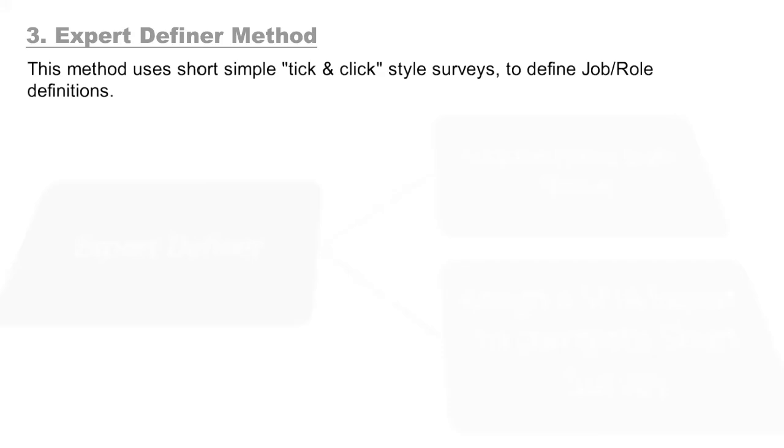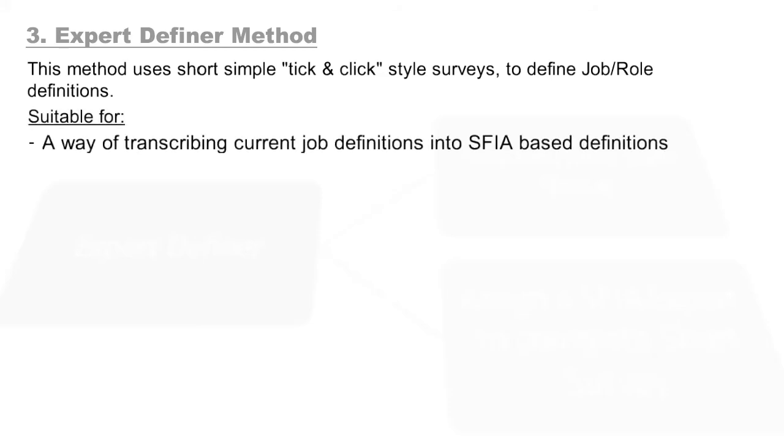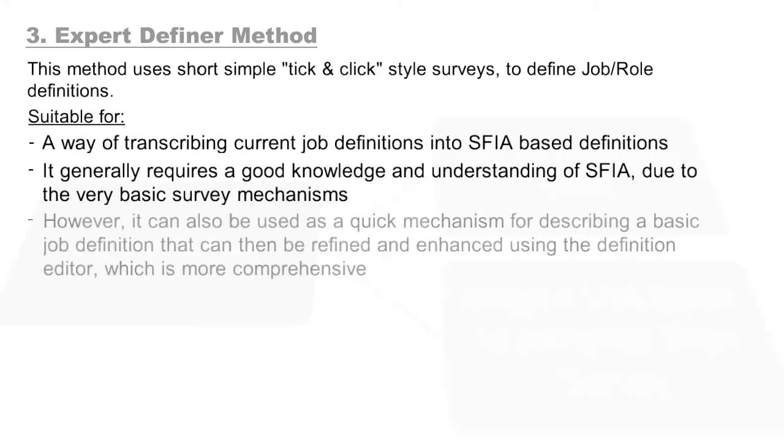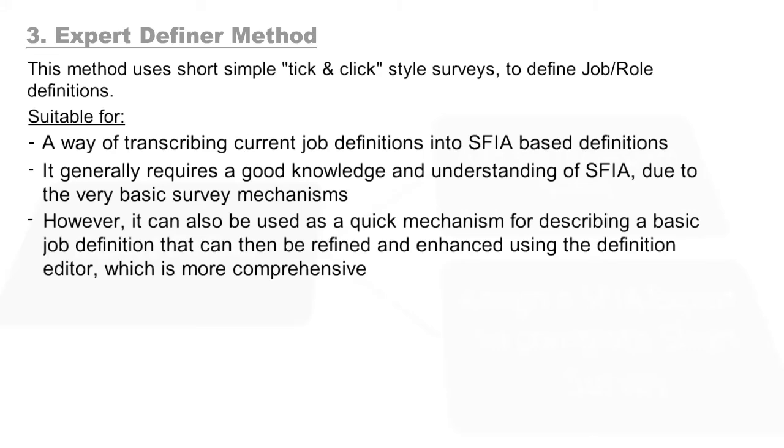The expert definer method. This method uses short, simple tick and click style surveys to define job role definitions. This method is suitable for a way of transcribing current job definitions into Sophia-based definitions. It generally requires a good knowledge and understanding of Sophia due to the very basic survey mechanisms. However, it can also be used as a quick mechanism for describing a basic job definition that can then be refined and enhanced using the definition editor, which is more comprehensive.